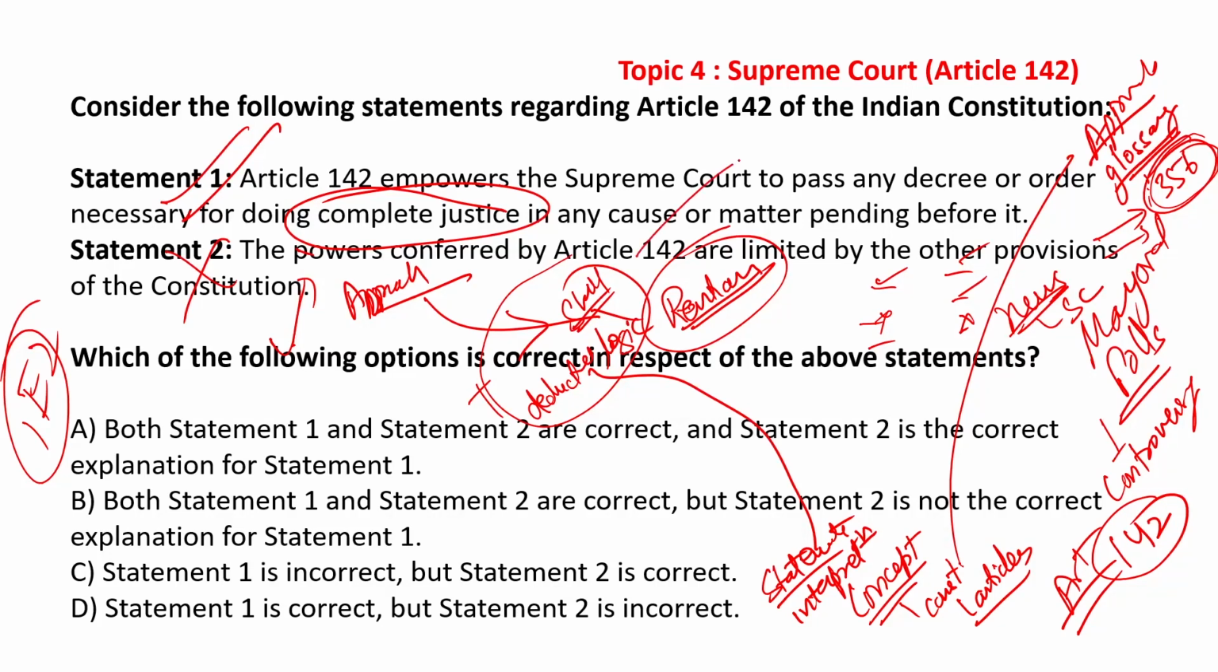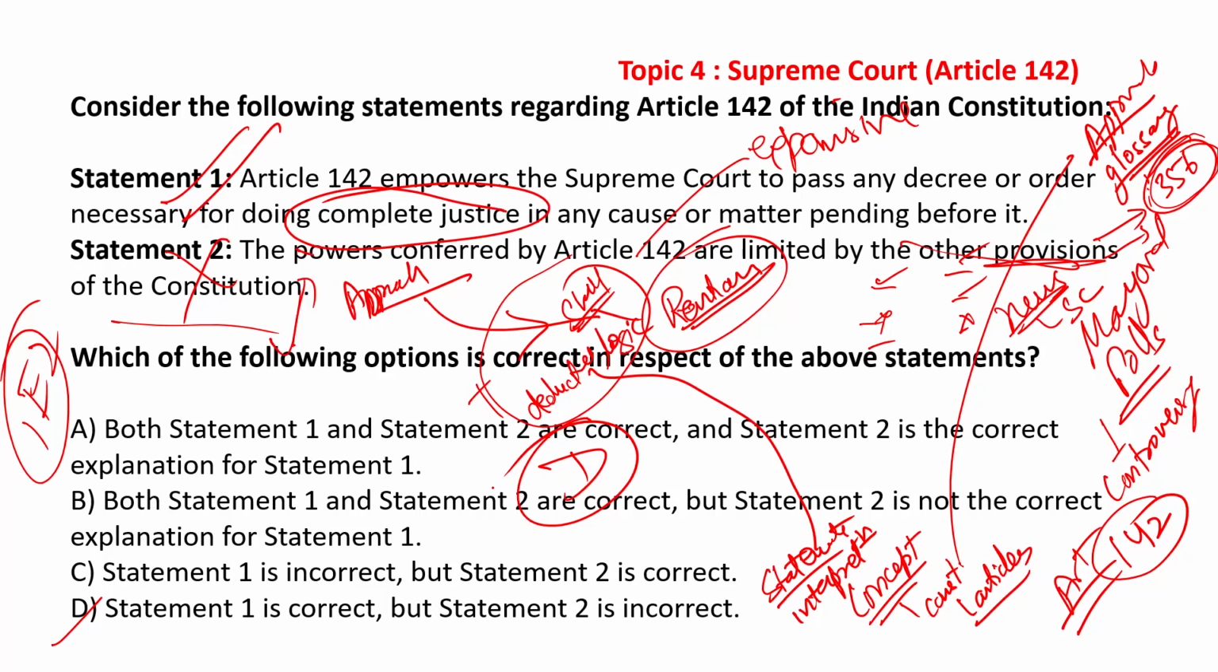The scope of Article 142 is expansive. It provides unique and extensive powers to the Supreme Court, and it is not constrained by any procedural laws or statutory provisions. And hence this statement is incorrect. Since we have the first statement as correct and the second statement as incorrect, the answer to this question is option D. Option D.